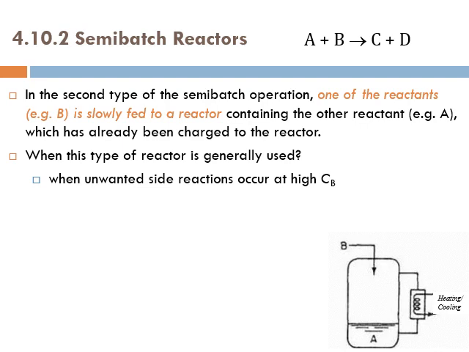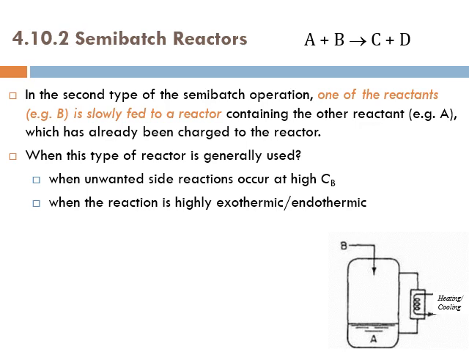So compare this situation where you have a semi-batch operation to a batch operation. For example, you would say, I will add all of A and B together. If you add all A and B together in the beginning, you will have high concentration of B. And B could react with A in a different way to form an undesired product, or B could react with the produced C or D to form unwanted reactions. So that's one benefit of using this setup.